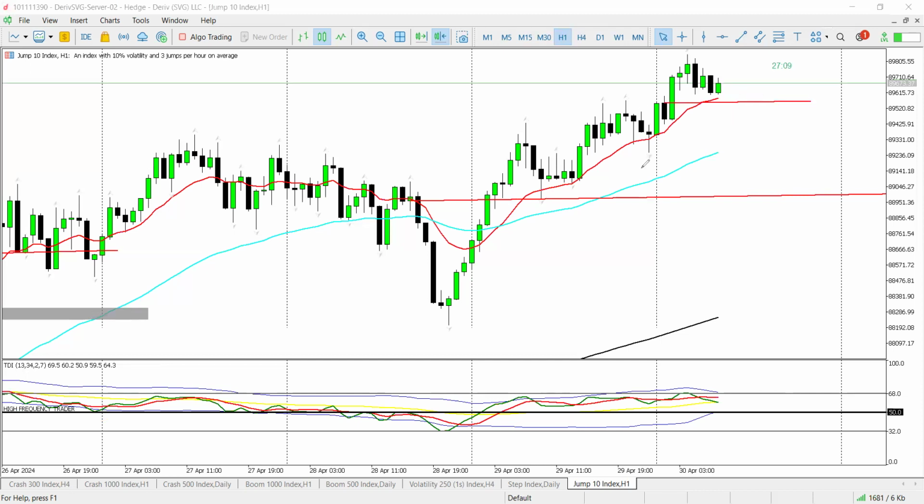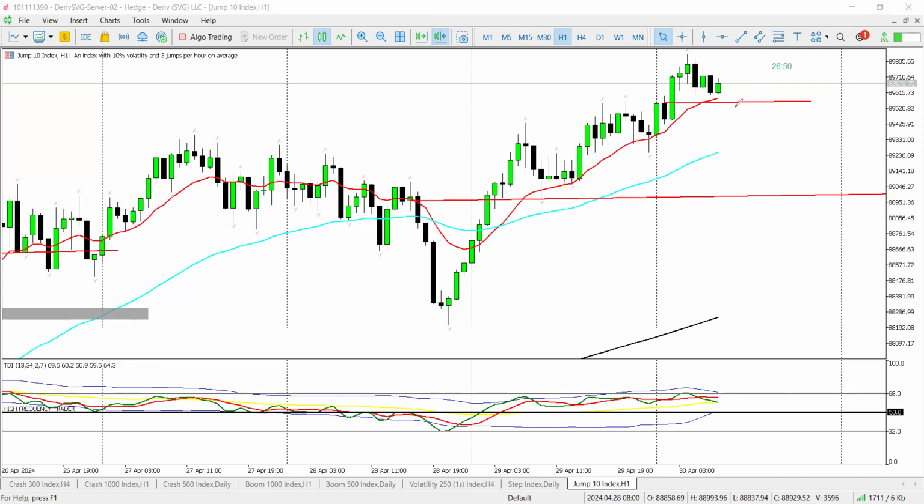We need to see a rejection candle. We need to see candles like this, candles like this. We just need to see a clean rejection of this area. Then we can look for a pattern on M15 and take buys. Since our bias is buys, that's an area where we can buy from.